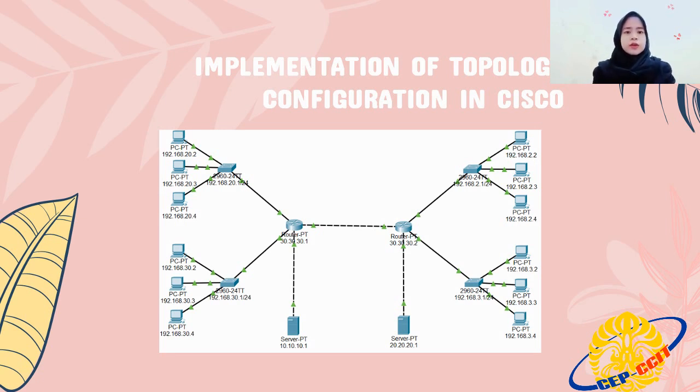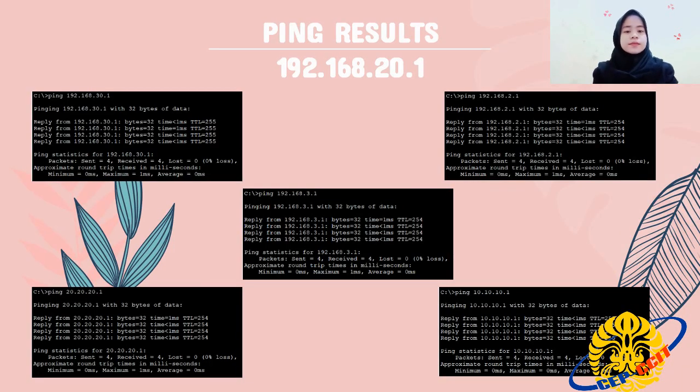Router 1 will be connected to server 1 with the default gateway 10.10.10.1 and IP 10.10.10.2. Then router 2 is connected to server 2 with the default gateway 20.20.20.1 and IP 20.20.20.2. Each router is connected with a crossover cable.